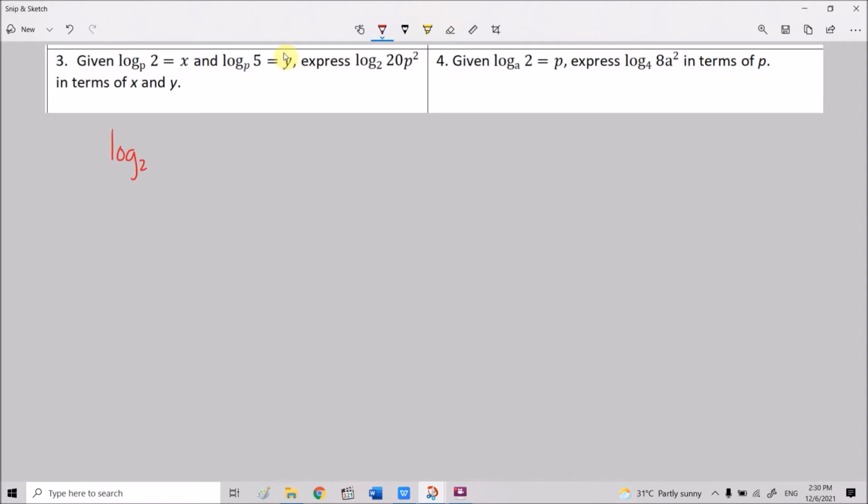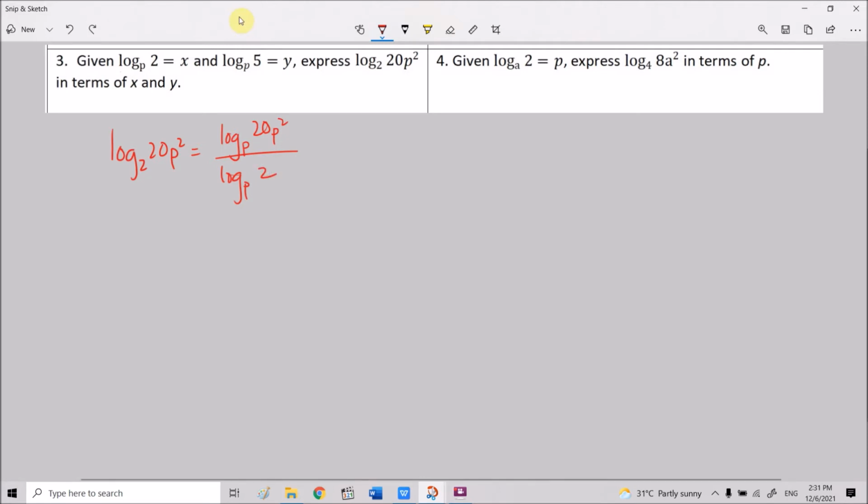So express log base 2 of 20p squared; we try to break this part down so that it only consists of the 2 and 5 and p. But the first thing you need to check here is the base. You see this has base 2, log base 2. Here the base is p. So the first thing, you always check the base, and we try to convert it so that they have the same base. So now log base 2 here, we want to use the law of logarithm, changing the base. So it becomes log base p of 20p squared, and the 2 we'll write here. So now we have changed log of base 2 to base p.